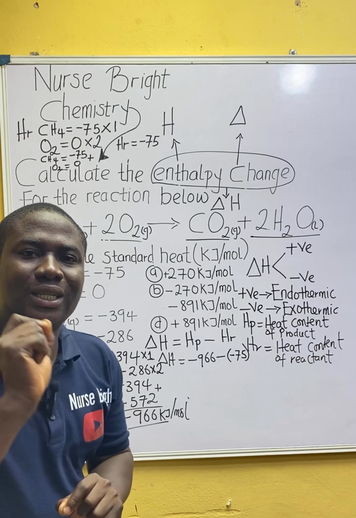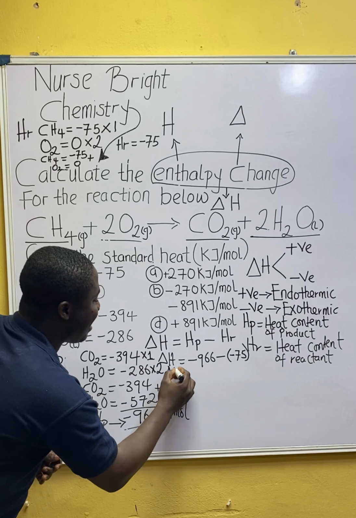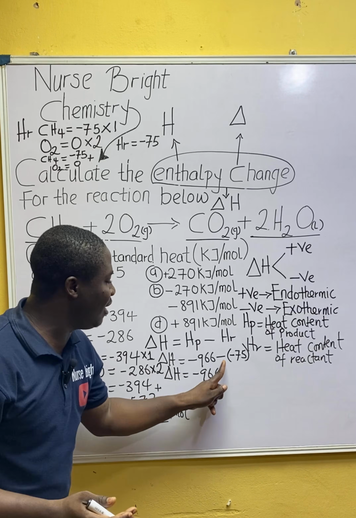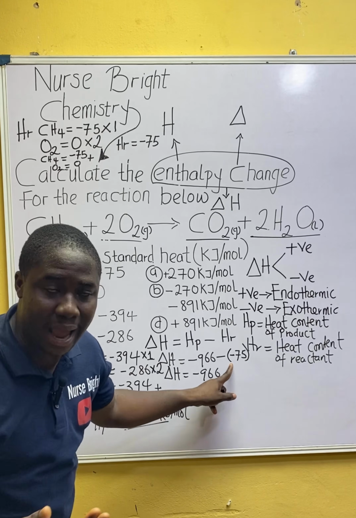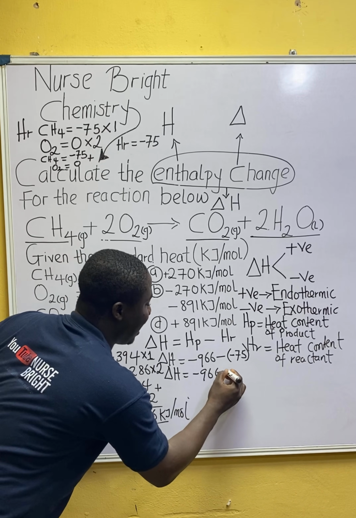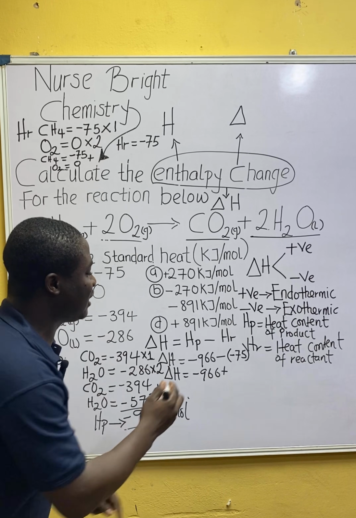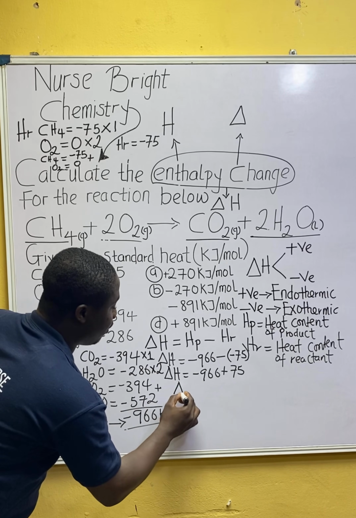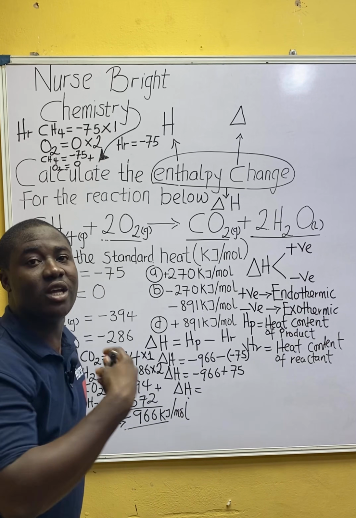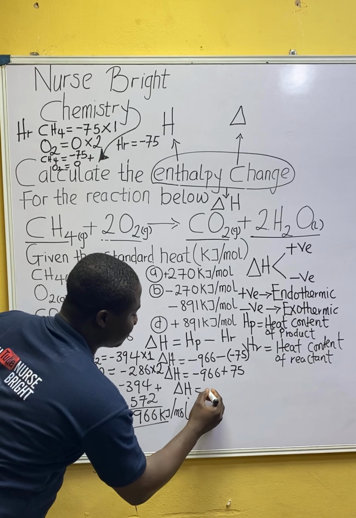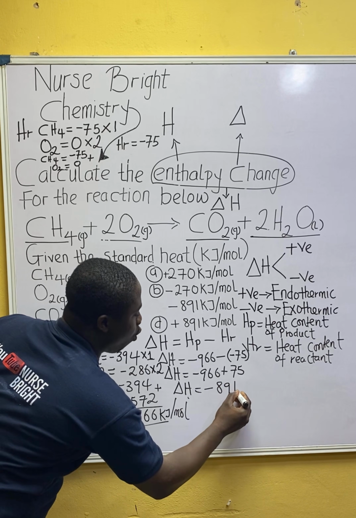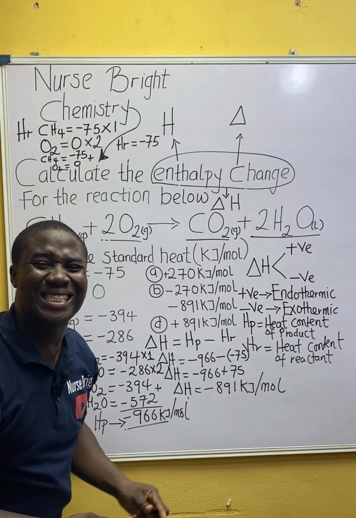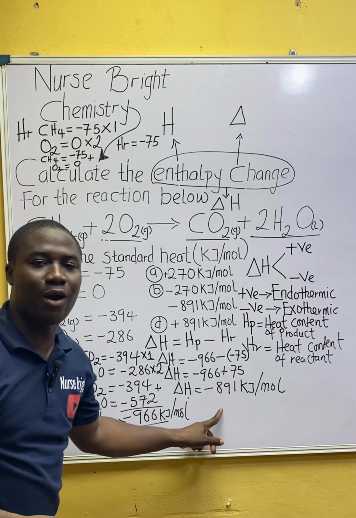Are you following me? So then moving further, delta H will now be minus 966. In mathematics, minus times minus bracket means times, all right? Minus times minus, that is plus. Minus 966 plus 75. What are we getting when we hit our calculator? Delta H, which is the enthalpy change the question is asking us to calculate, becomes minus 891 kilojoules per mole, all right? Because minus 966 plus 75 gives us its value.